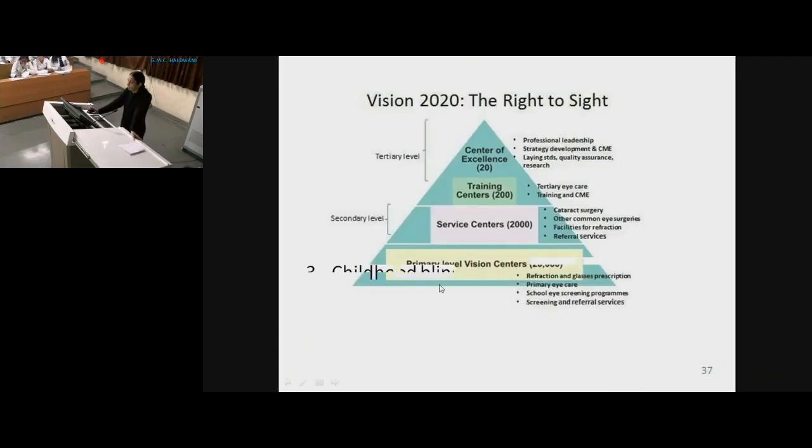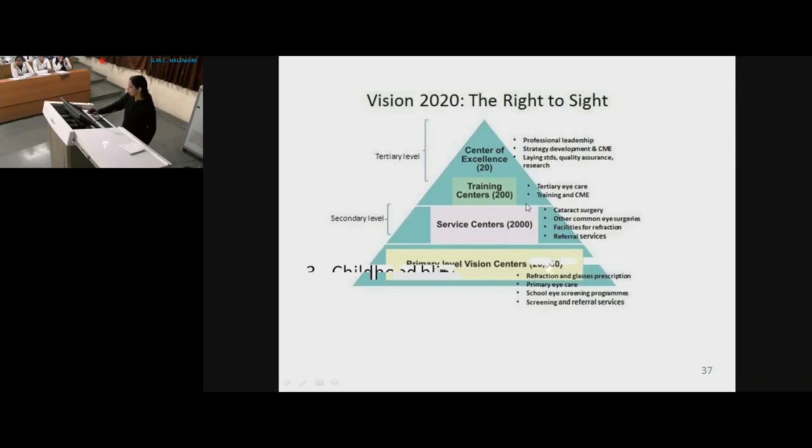Here you are seeing this primary level. At the primary level we have vision centers. 20 is the important number: 20,000. The activities here are refraction and glasses prescription, primary eye care, school eye screening programs, screening and referral services. Then at the secondary level, we have 2,000 service centers. Activities are cataract surgery, other common eye surgery, facilities for refraction, and referral services.